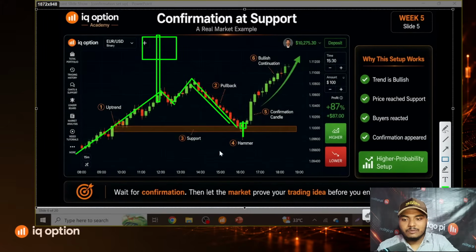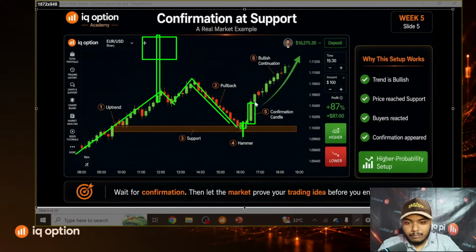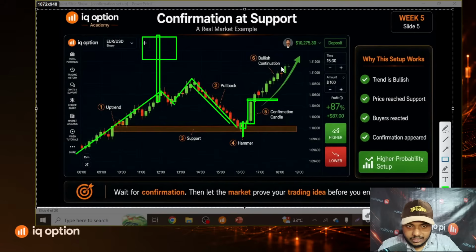After getting this, we wait for what, guys? We wait for a very good confirmation candle with a momentum. So after getting this momentum candle, we can execute our trade here and the market pushes in the upward direction. So guys, that's how you actually find your support area confirmation setup. You see that we confirm this support zone with a lot of confirmation.